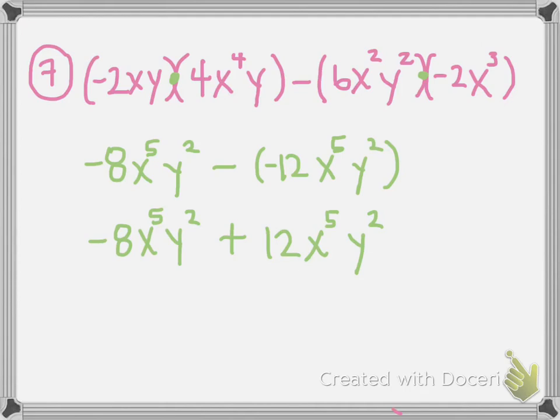Okay. Now, these are like terms because the variables and the exponents are the same. So now we can say negative 8 plus 12. So negative 8 plus 12 will be a positive 4. And then we don't touch our exponents. So we'll have x to the 5th y squared.